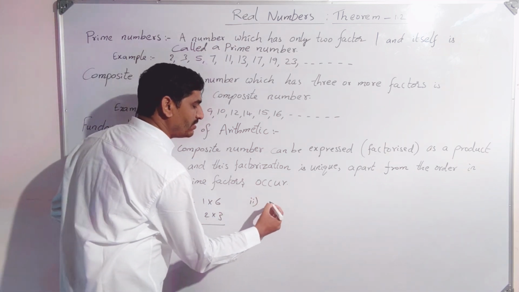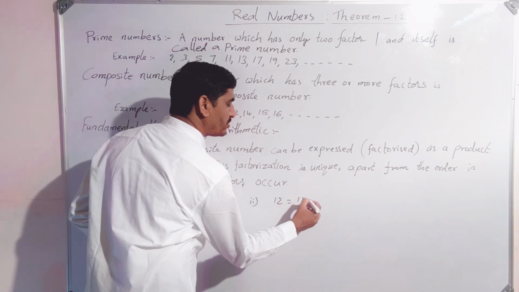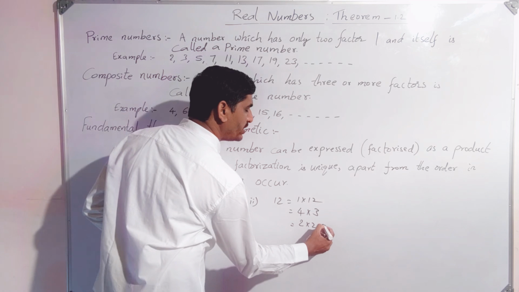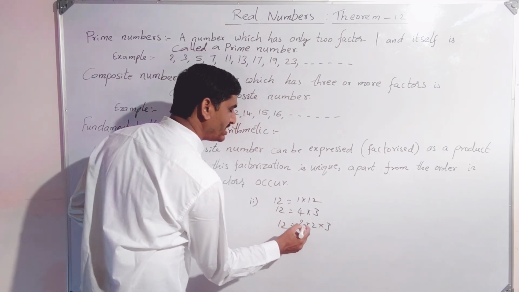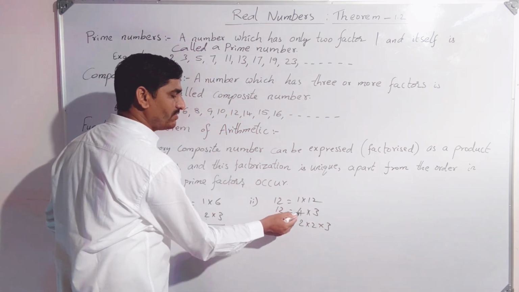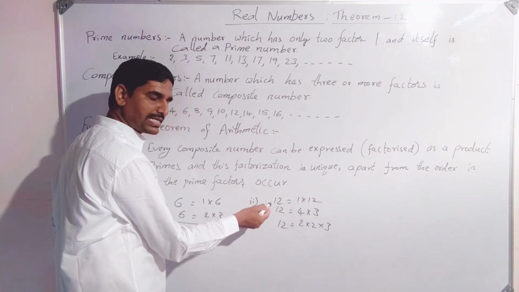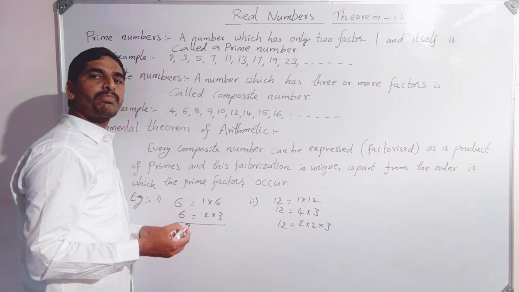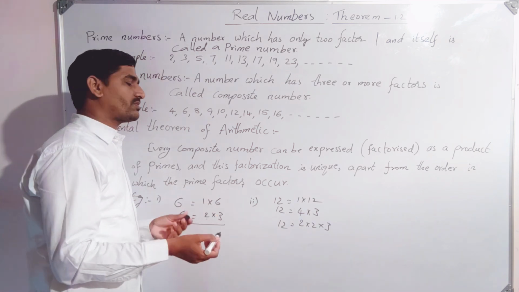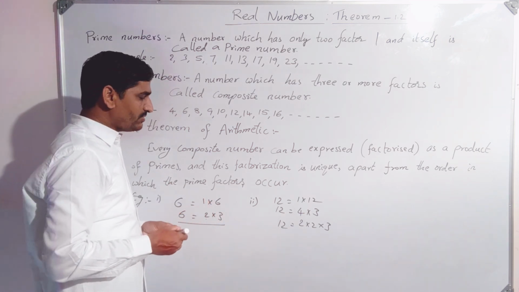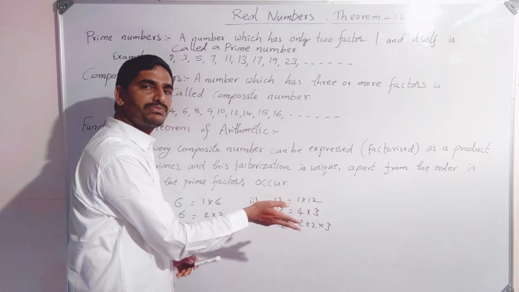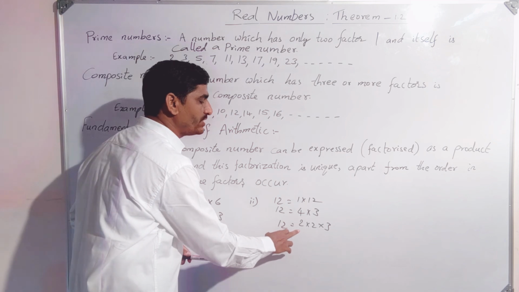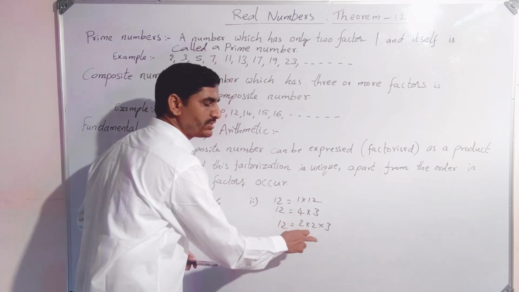One more example. For example 12. 1 12s are 12. 4 3s are 12. 2 into 2 into 3 is 12. So many factors: 1 is a factor, 4 is a factor, 12 is a factor, 3 is a factor, 2 is a factor. In which table will we get it? The table is called simply a factor. Now see this. 12 can be written as 1 into 12 or 12 into 1. 4 3s are 12, 3 4s are 12. This 4 can be written as 2 into 2, so 2 into 2 into 3.